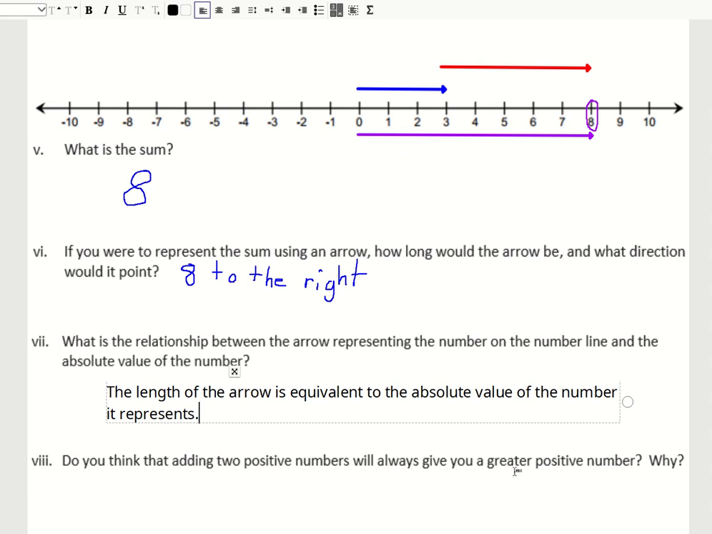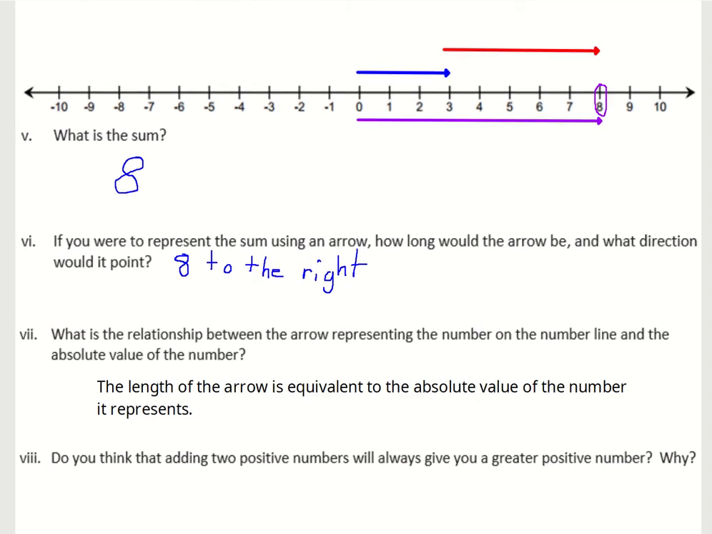Now it then asks, hey, do you think that adding two positive numbers will always give you a greater positive number? And hopefully you should know, just through your experiences with adding positive numbers in the past, that, yeah, of course, adding two positive numbers is always going to give us a greater positive number. But we should explain it using our arrows.